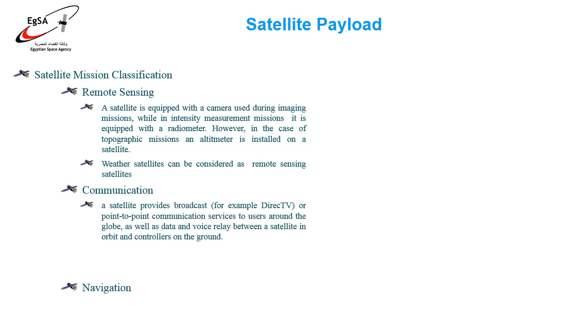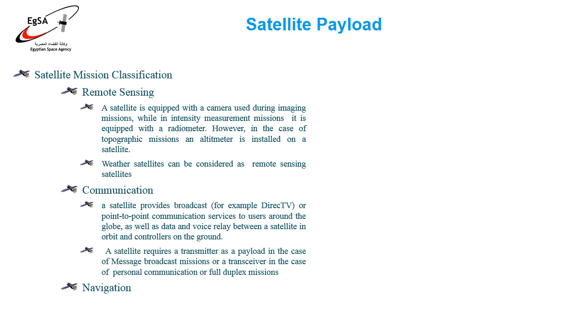Weather satellites can be considered as remote sensing satellites. In the case of a communication mission, a satellite provides broadcast, for example DirecTV, or point-to-point communication services to users around the globe, as well as data and voice relay between a satellite in orbit and controllers on the ground. A satellite requires a transmitter as a payload in the case of message broadcast missions or a transceiver in the case of personal communication or full duplex missions.